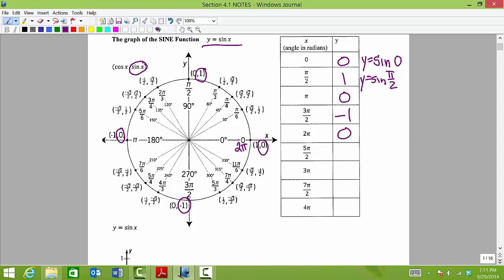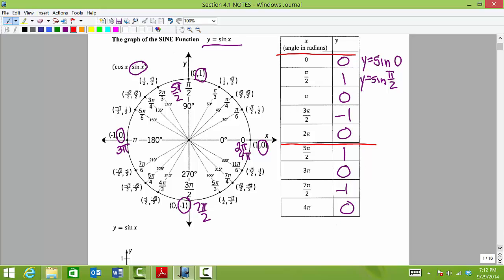If I keep going, we're going to go another pi over 2, so that would be 5 pi over 2 would be here. That gives us a sine value of 1. 3 pi would be here, and that would give us 0. 7 pi over 2, coterminal to 3 pi over 2, would be negative 1, and the sine value back at 4 pi would be 0. We start to see that the sine values repeat themselves between 0 and 2 pi. Every 2 pi units, the values start to repeat.